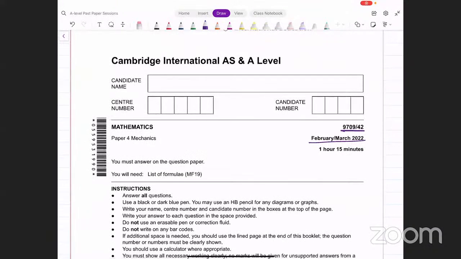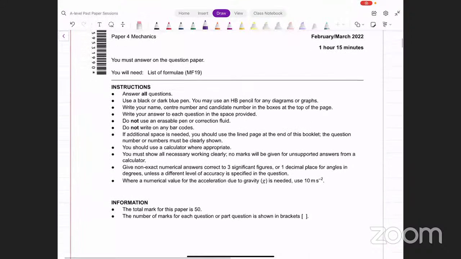Okay, let's begin. So in this session, we are going to be covering February, March 2022. So basically March 2022, paper 4, mechanics paper. हम ये discuss करें, ठीक है? Okay, now let's start right away.